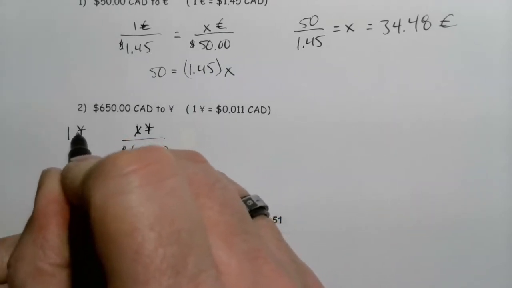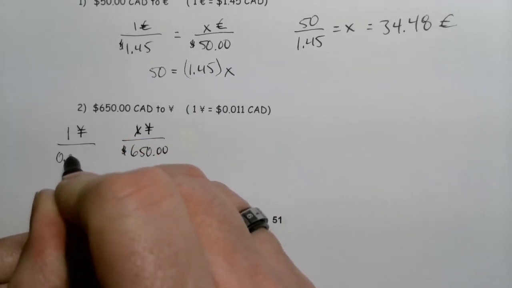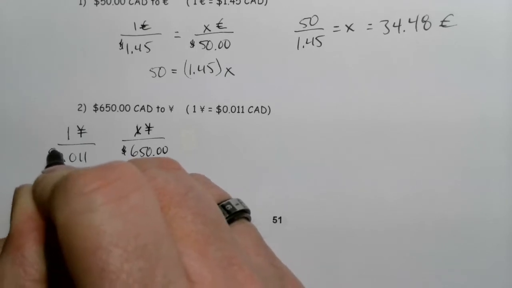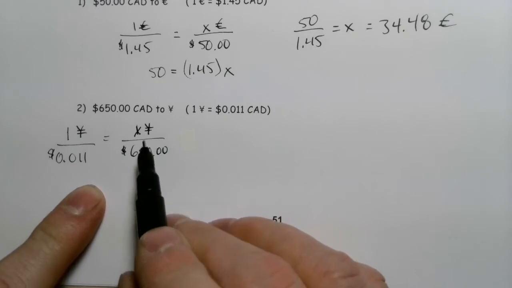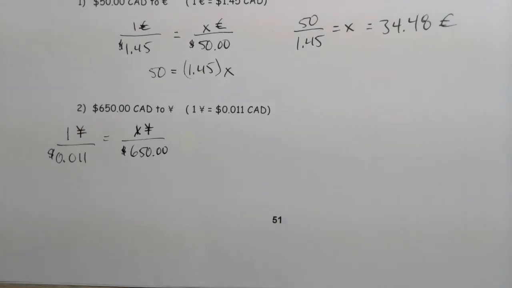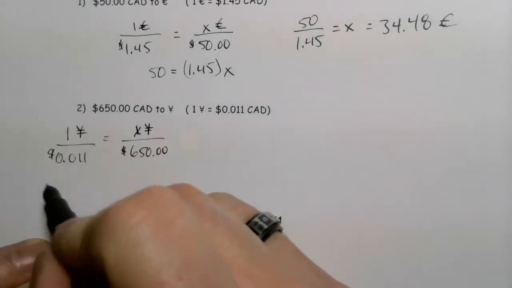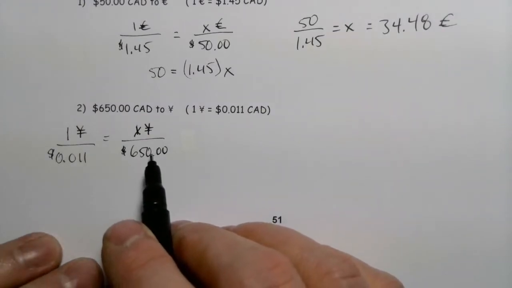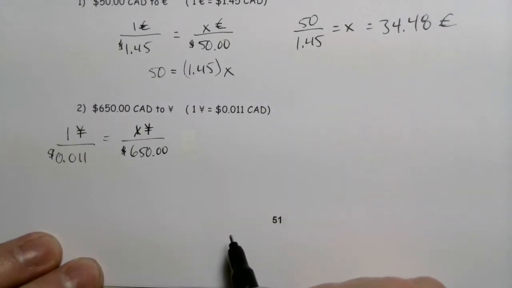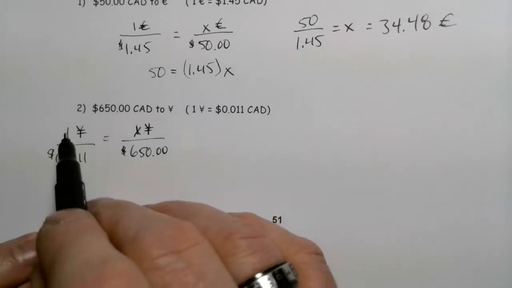1 yen is 0.011 Canadian dollars. I don't know how many yen my $650 is. Okay, so I'm sorry, I should have started with that ratio and then moved over here to where I would put my unknown. Once again, I'm going to cross multiply.